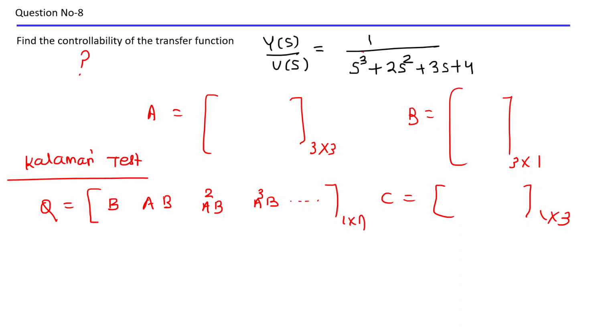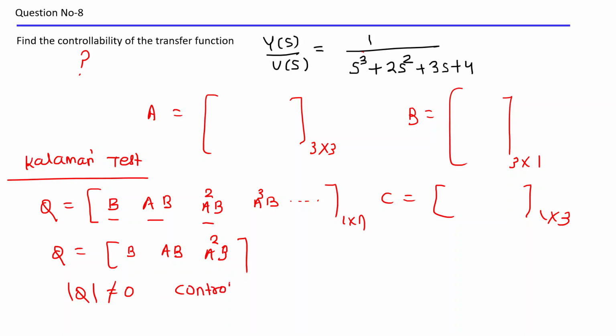But in our problem, this is a third order equation, so we just focus on the first 3 terms. So Kalman's matrix is nothing but B, AB, and A square B. This matrix we need to find out. Then we need to find the determinant of this matrix. If the determinant of the matrix is not equal to 0, then the system will be controllable. If it is equal to 0, then it is not controllable.